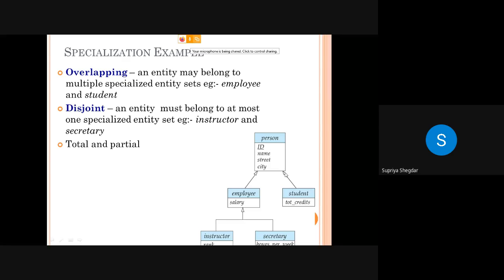Specialization is represented by the triangle symbol, which is connected between the base class or the superclass and the subclasses. So here the person is the main class, and employee and the student, these two are the subclasses of the person. Okay, and so we can add here this triangle symbol. So it is the specialization.